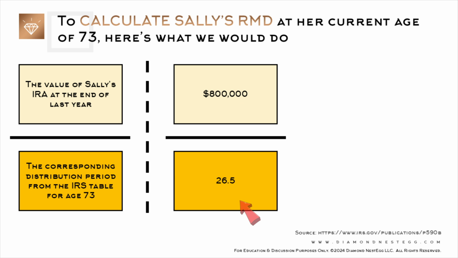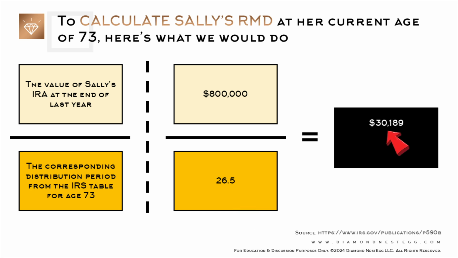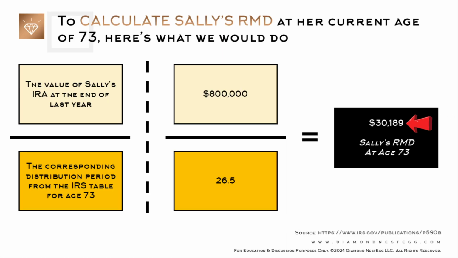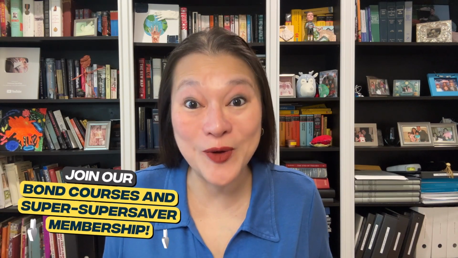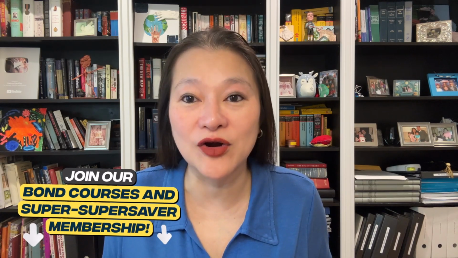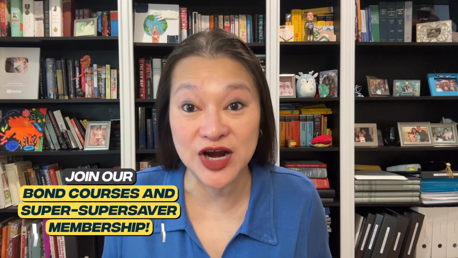Divide that by 26.5, and this resulting number here of $30,189 is Sally's RMD at age 73. So the minimum amount Sally has to withdraw from her retirement account this year is $30,189. Simple enough, I would say. Now, we and Sally know how to calculate our RMDs for every year of our retirement.